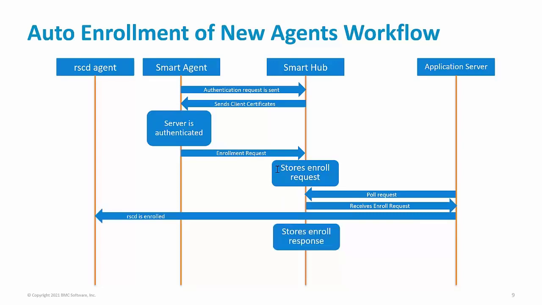Once done, the Smart Hub then stores this enrollment response received from the application server. Smart Agent then pulls the enrollment request from the Smart Hub. Smart Hub shares this enrollment response to the Smart Agent. At the end of this workflow, the server is registered.